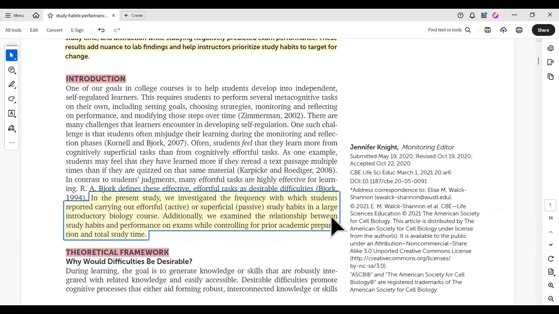So they investigated the frequency with which students reported carrying out effortful or superficial study habits in a large introductory biology course. We examined the relationship between study habits and performance on exams while controlling for prior academic preparation and total study time, right? So the first thing you might think is, well, how well students do in a class has got to partly depend on how much they know already, right? So they made sure they included that in this study so that they could factor it in.